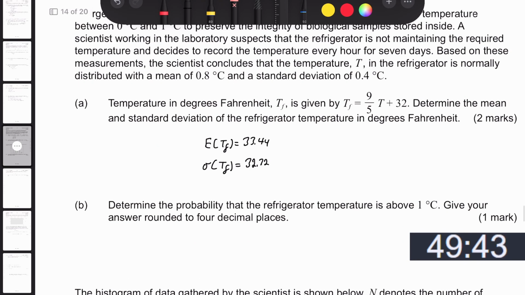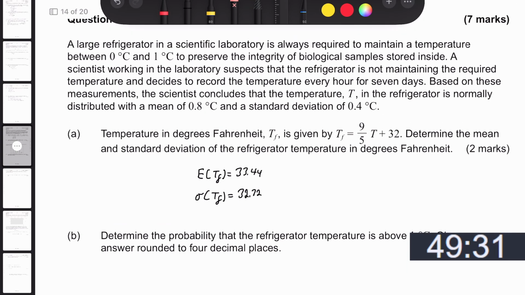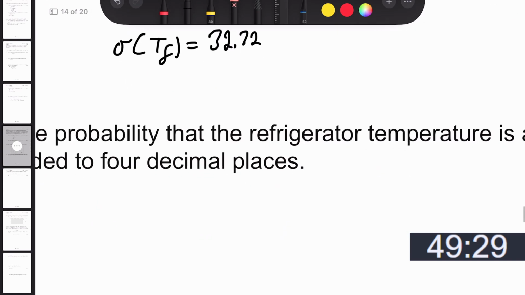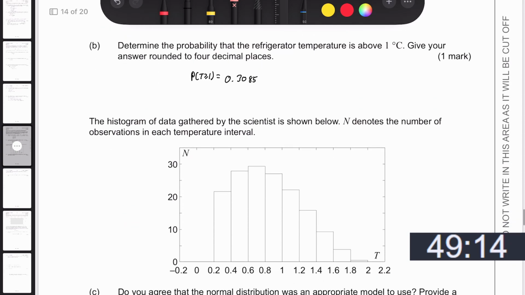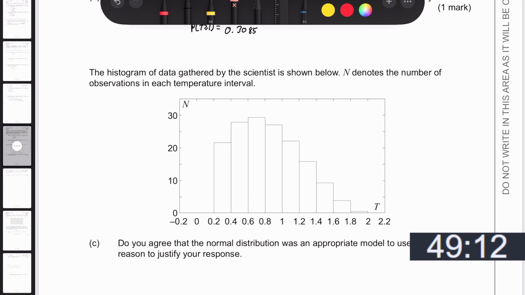Okay, determine the probability of the refrigerator being above 1 degree Celsius. Give your answer rounded to 4 decimal places. So then I need my normal CDF from 1 to infinity, with mean 0.8 and standard deviation 0.4. So the probability of T greater than or equal to 1 is equal to 0.3085.